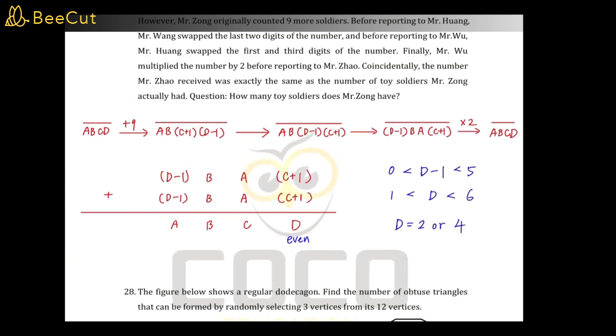Right? So we just need to check 2 cases. Now, suppose D is 4. If this is 4, then D minus 1 equals 3. This is 3 plus 3. And look at this part, B plus B equals B. So either there's a carryover, a plus 1, then B is 9. If there's no plus 1, then B must be 0. So we check them separately.